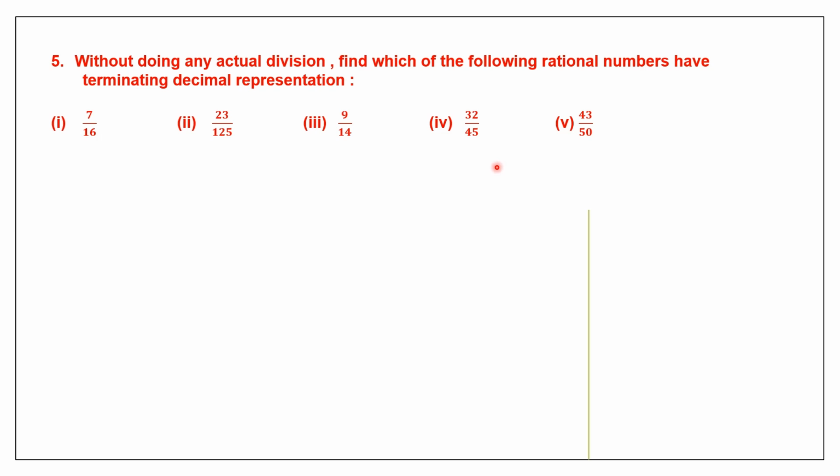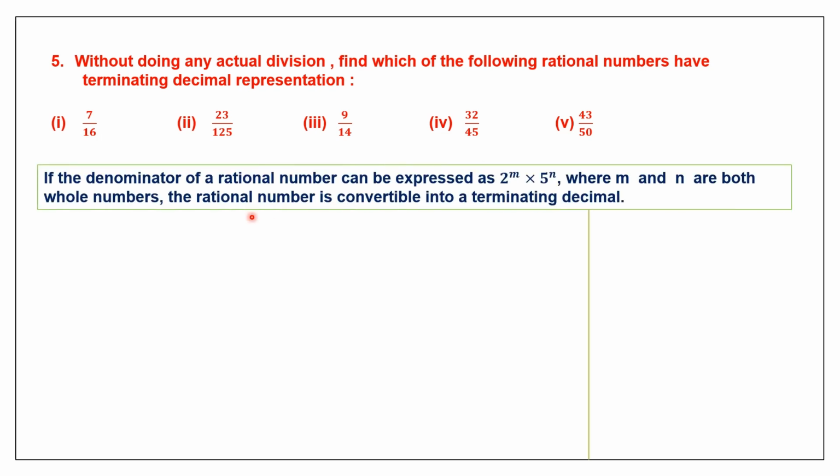Now, how can we do that? We can do it this way. That is, if the denominator of the rational number can be expressed in this form, that is 2 to the power of m into 5 to the power of n, where m and n are whole numbers. Both should be whole numbers. Then you can say the rational number is a terminating decimal. It can be converted to a terminating decimal. We should be able to express it in this form.